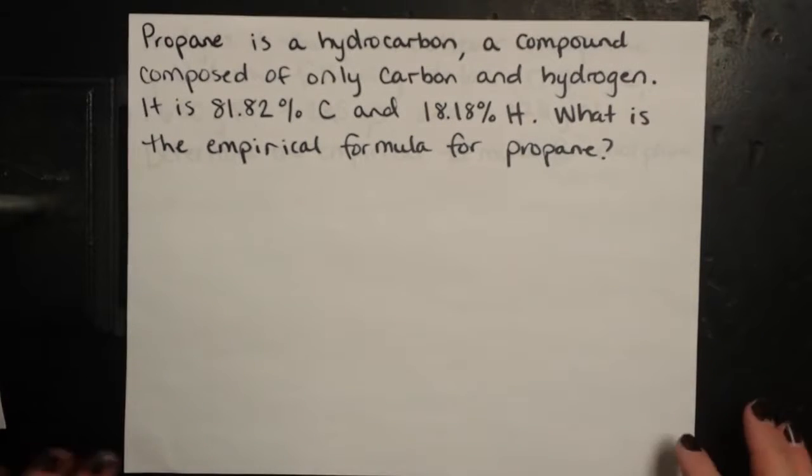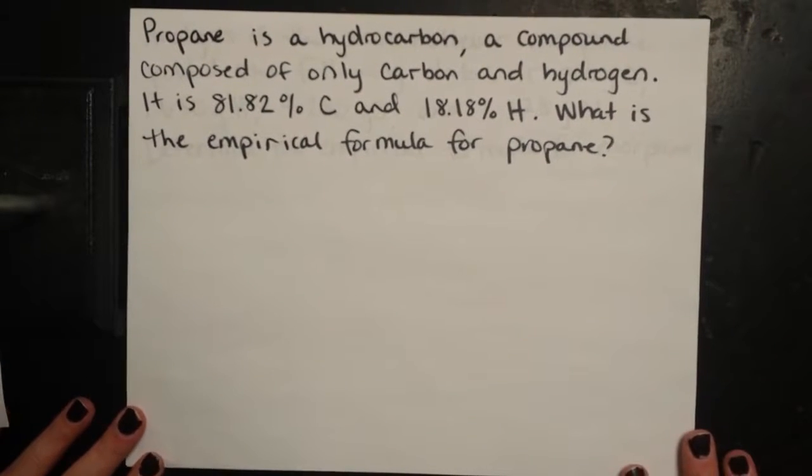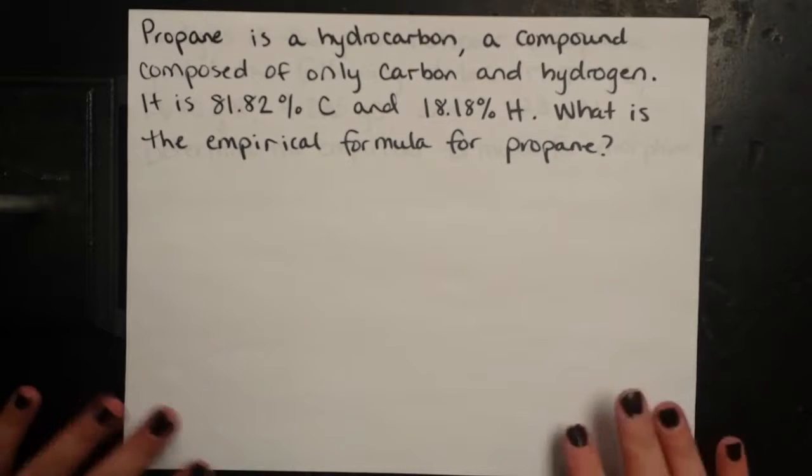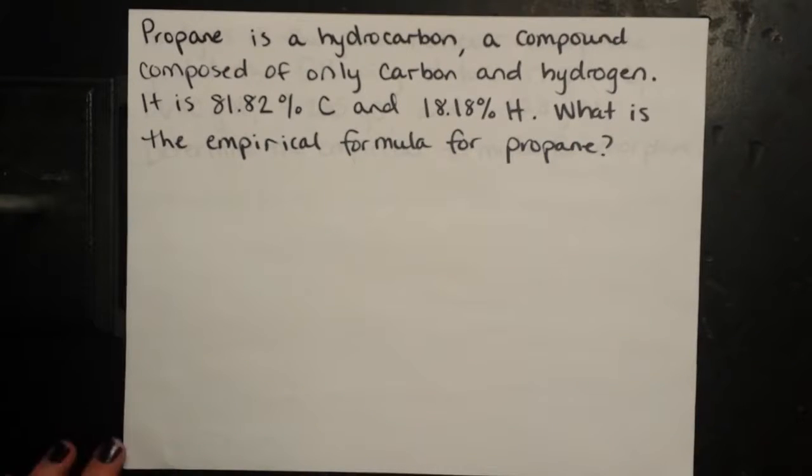Alrighty, so we're going to find the empirical formula for propane, which is a hydrocarbon. We've talked about hydrocarbons before. They're composed of carbon and hydrogen. Sometimes they will also include other elements like oxygen, nitrogen, phosphorus, chlorine. In this case, propane is just carbon and hydrogen.